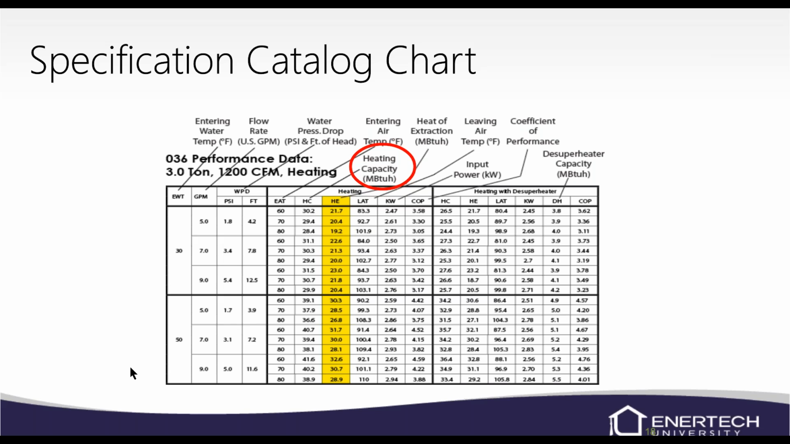If you look at this chart, you'll see heating capacity, and right next to it in that yellow box is heat of extraction. Heat of extraction is what we're pulling from the loop field. Heating capacity is what we're putting into the home. So heating capacity will always be higher than your heat of extraction, because it's what we're pulling from the loop field plus what we're getting from the heat of compression. We add that to the heat of extraction, and that gives our total heating capacity.